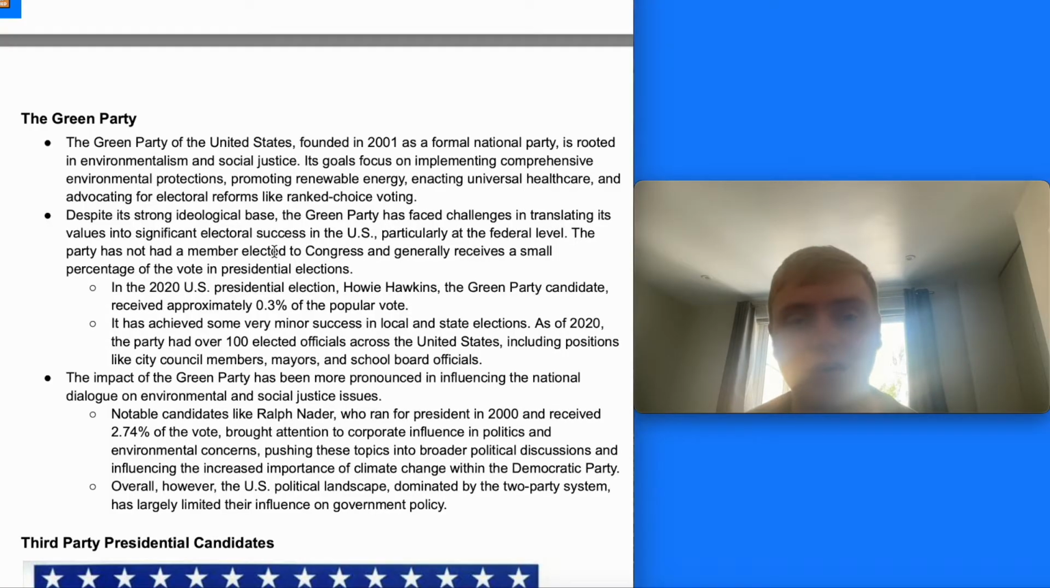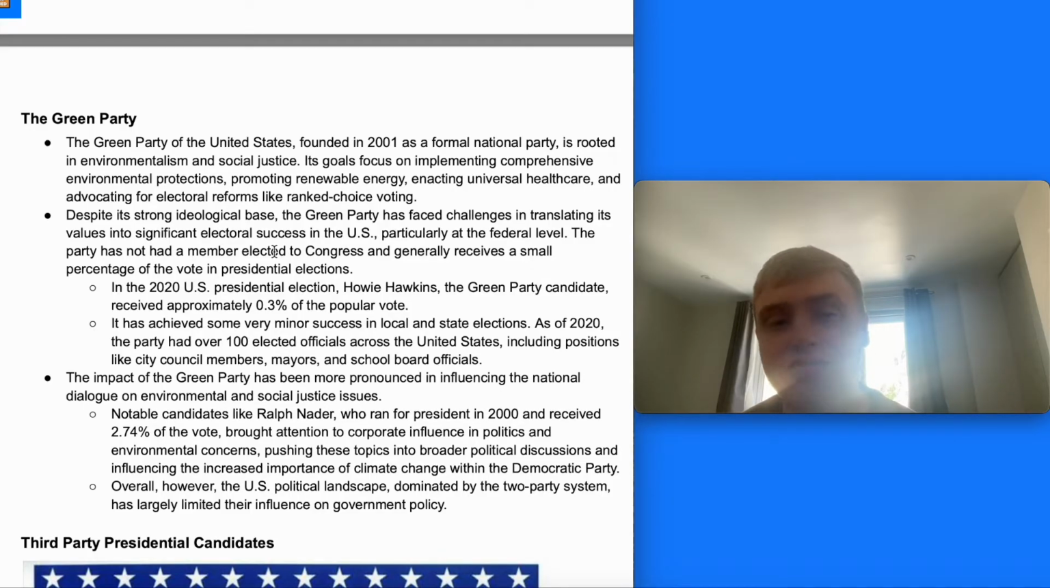And the Green Party was founded in 2001 as a formal national party rooted in environmentalism and social justice, and its goals focus on implementing comprehensive environmental protections, promoting renewable energy, universal healthcare, and advocating for electoral reforms like ranked choice voting. So quite similar to the Green Party in the UK, actually. Despite its strong ideological base, it's faced, again, as with the Libertarian Party, challenges in translating its values into significant electoral success at the federal level. It's not had a member elected to Congress and generally receives a small percentage of the vote in presidential elections.